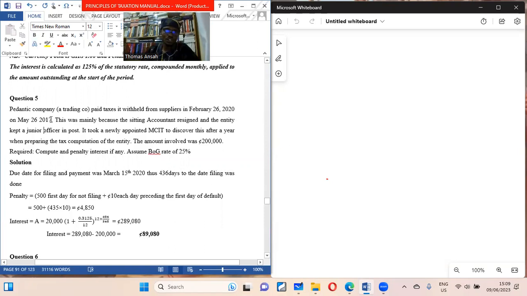So since he did it in May, and it should actually have been done on March 15th. Remember, withholding taxes are filed and paid on or before the 15th of the ensuing month. And so what then happens? Remember, the penalty for not filing is 500 cedis the first day, then 10 cedis each day you delay in the filing after the 500 cedis. This was mainly because the sitting accountant resigned and the entity kept a junior officer. It was discovered by a newly appointed member, and this involved an amount of 200,000. So the due date of filing was 15th, which they didn't meet.